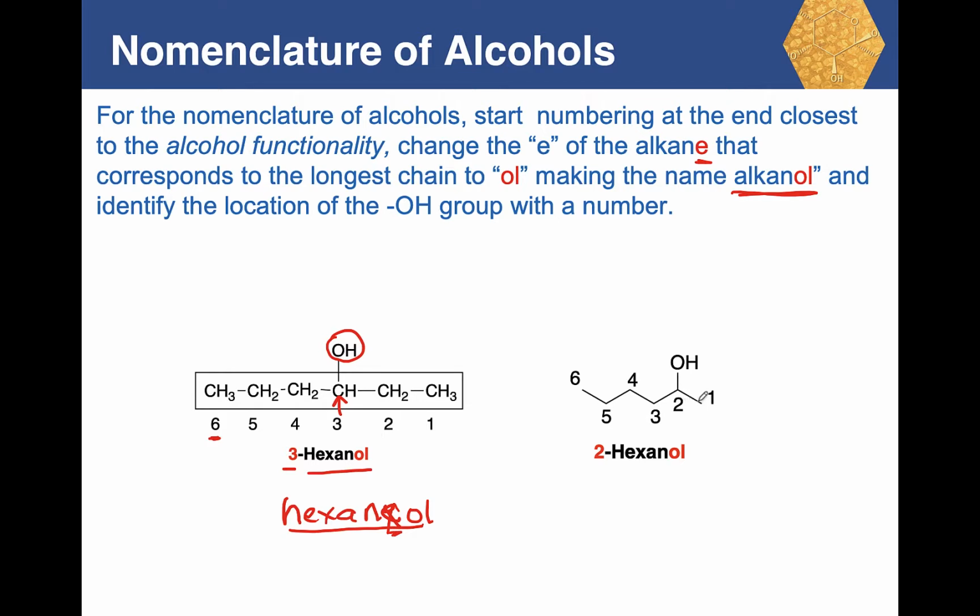Here's another example. Again, we start numbering here and not here because this OH is closest to this end of the molecule. 1, 2, 3, 4, 5, 6. That would be hexane. The E goes to OL, so it's a hexanol. And of course, the OH group is on carbon number 2, and that 2 goes here. So the name of this molecule is 2-hexanol.